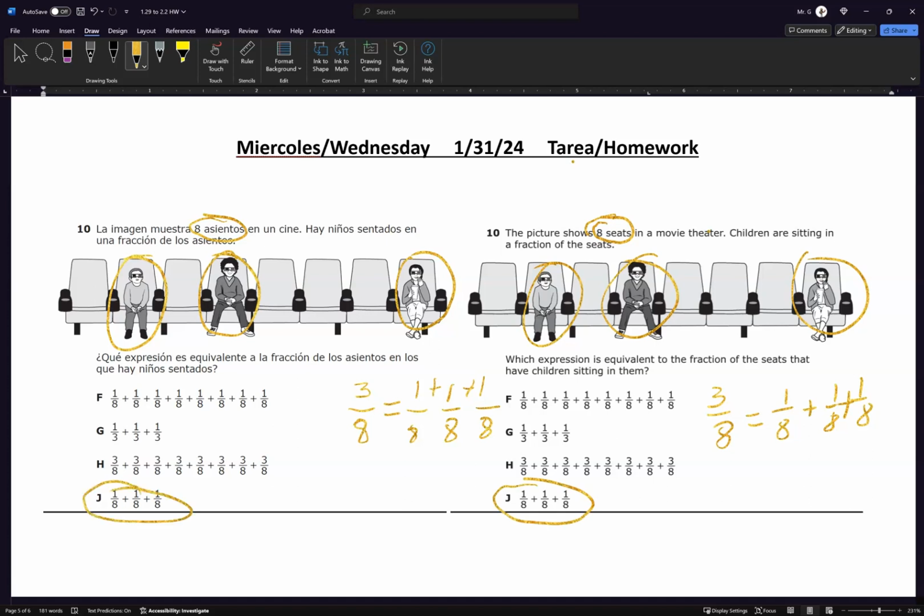Okay. Now, F is wrong because there's too many 8s. La F está mal porque hay muchos de 8. G is 1/3. La G es un tercero. Sabemos que ese está mal porque sabemos que es 1 de 8. And H is wrong because if you add 3 plus 3 plus 3 plus 3, that's more than 3/8. La H es mal porque si sumas todos los 3 es más que 3/8.